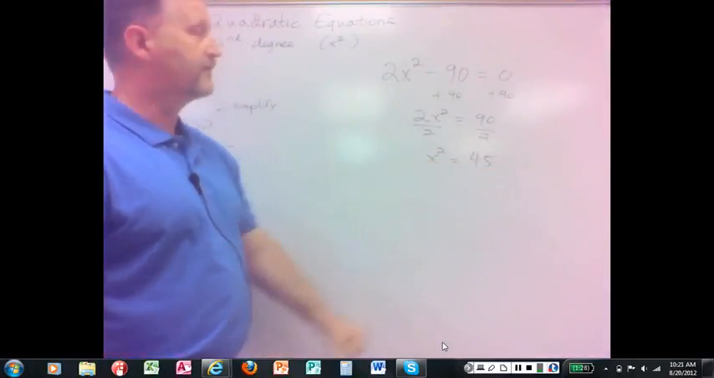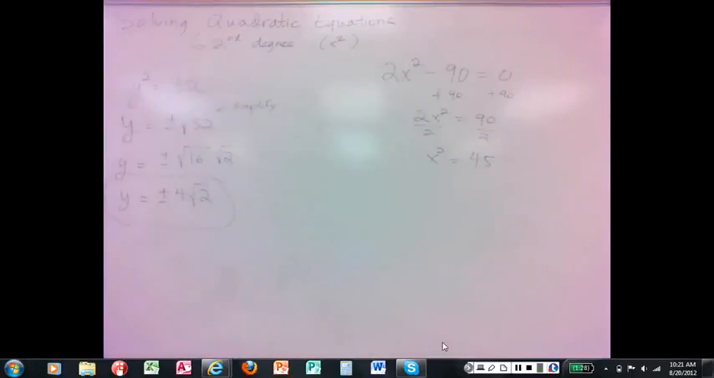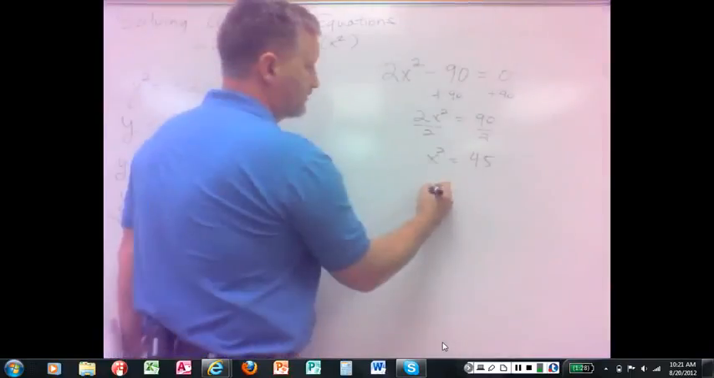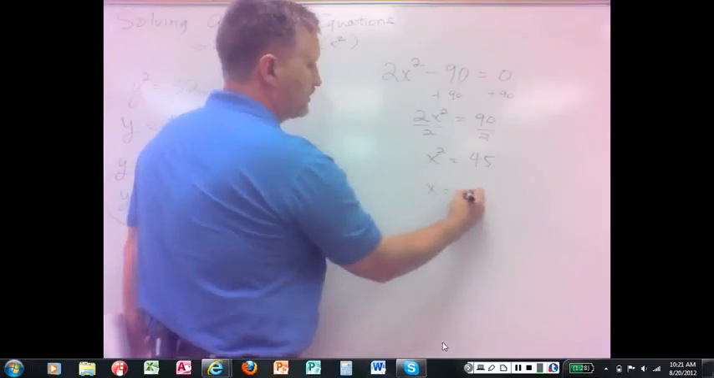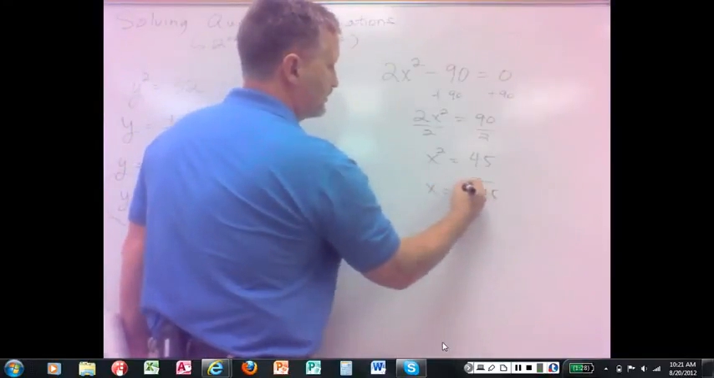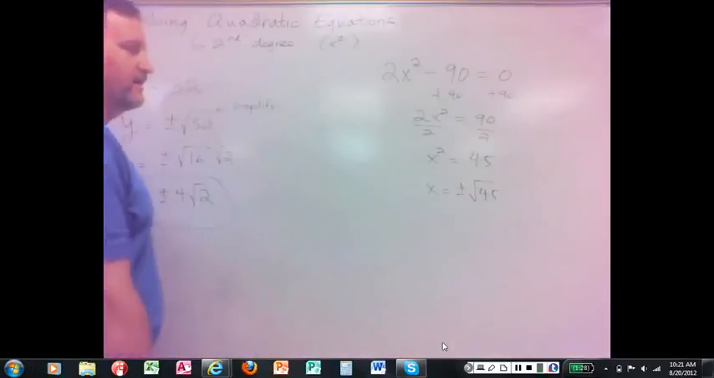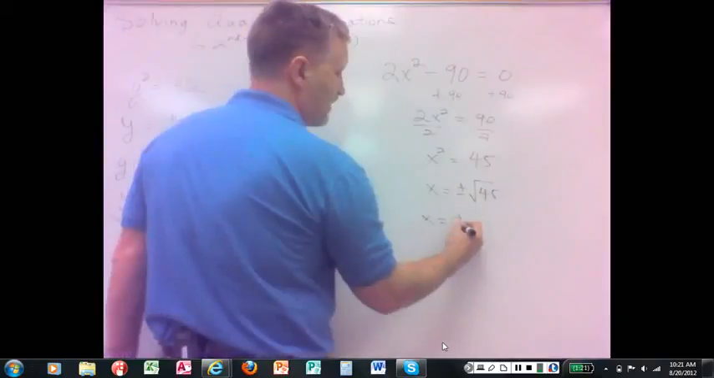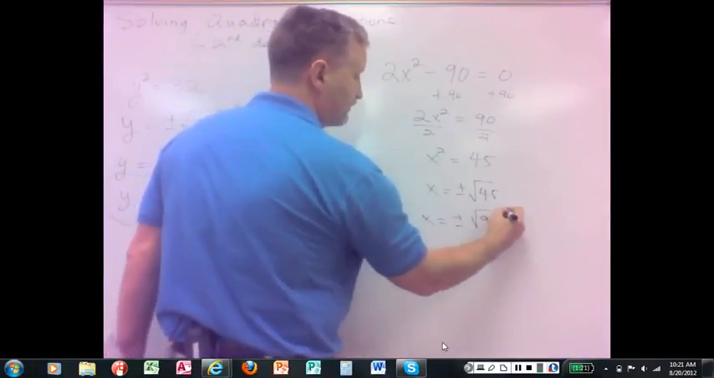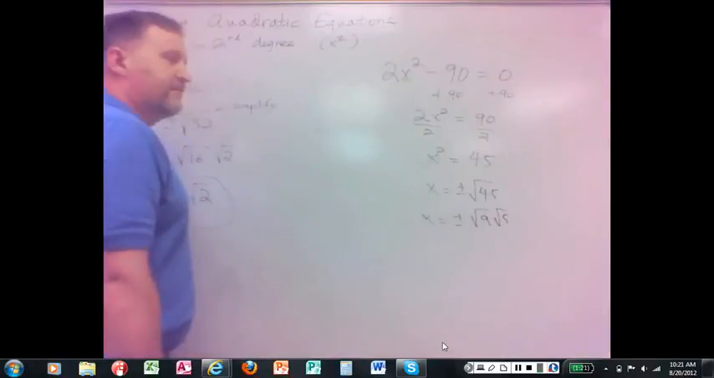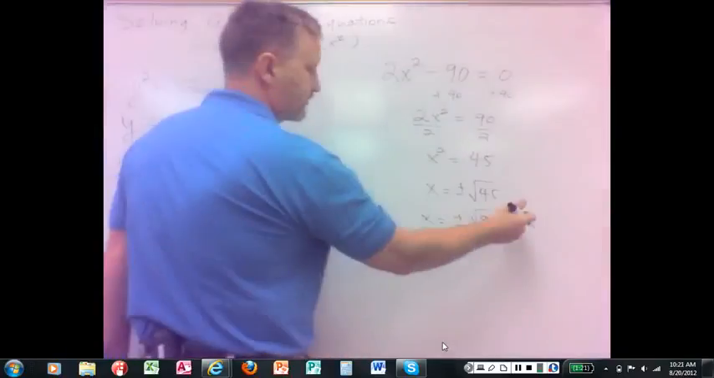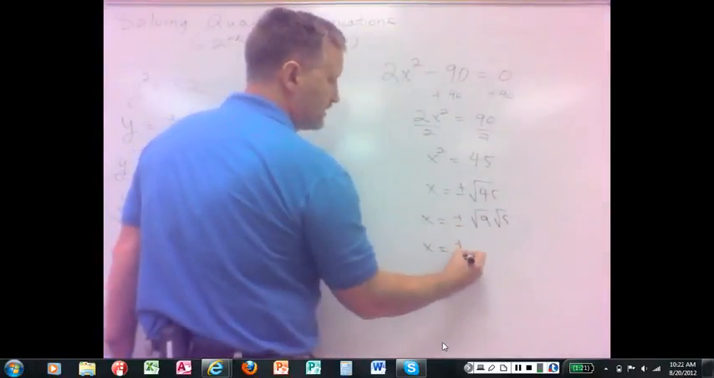So it's a little bit different way of going about it, but so we've got x squared equals 45, so square root both of those, and it could be a plus or minus square root of 45, but we can simplify that square root of 45. 9 and 5. 9 times 5 is 45, so we'll do the square root of 9, square root of 5, and the square root of 9 is 3. So we get 3 times the square root of 5.